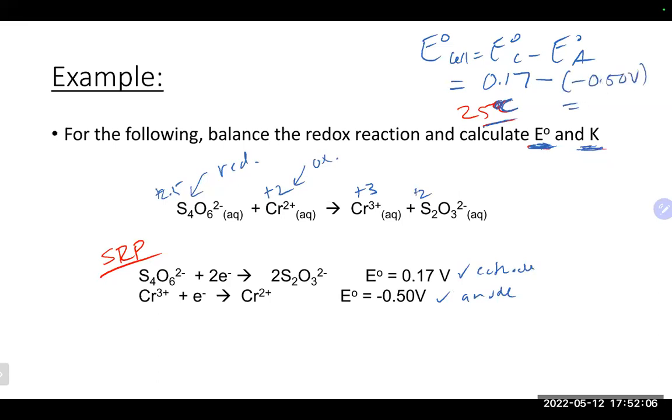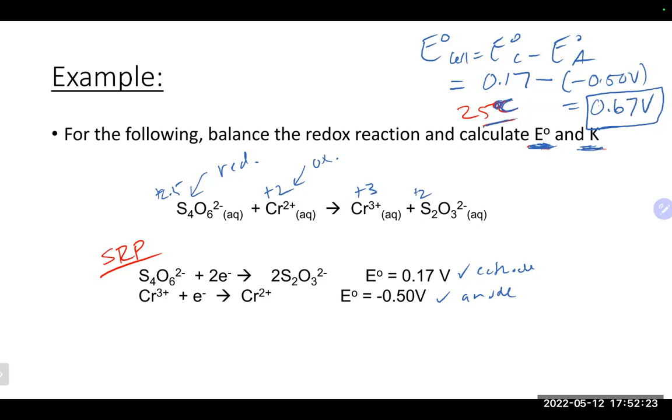And it looks like it's 0.67 volts. Any questions on that there so far?